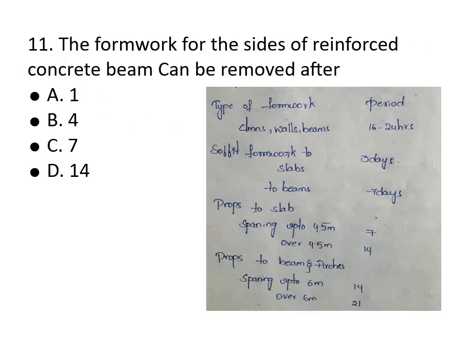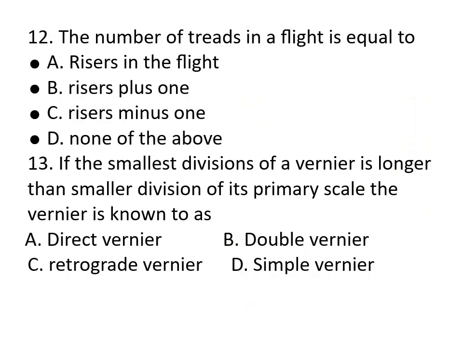The formwork for the sides of reinforced concrete beam can be removed after 16 to 24 hours, that is option A. In this 12th question, the number of treads in a flight is equal to option C, risers minus 1. In 13th, if the smallest division of a vernier is longer than the smallest division of its primary scale, the vernier is known as retrograde vernier, option C.